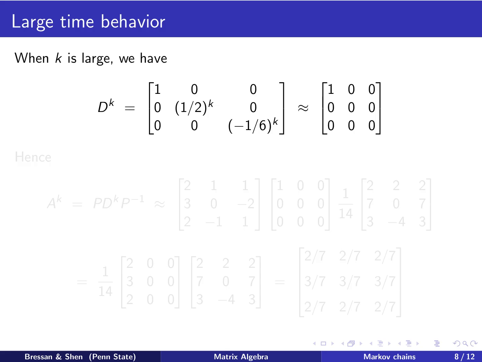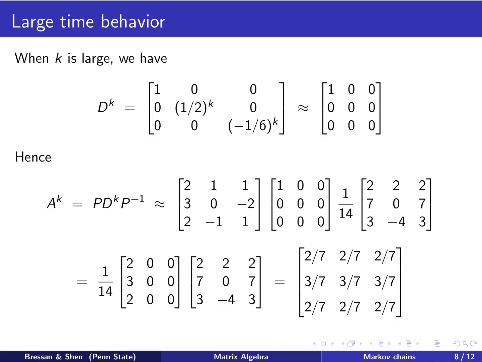The term that involves k is D to the power k. So when k is very large, what happens? Well, 1 doesn't change, and for 1/2, each time you raise the power k, you reduce the magnitude of this number by half. So it will converge to 0. And this one also, each time you increase k, you multiply the amplitude of this number by 1/6. So it converges to 0. When k is very large, these two numbers are almost 0. So we can approximate D to the k very well by this matrix with 1 on the top diagonal and 0, 0 on the other two diagonal entries. This allows us to compute A to the power k when k is very large.